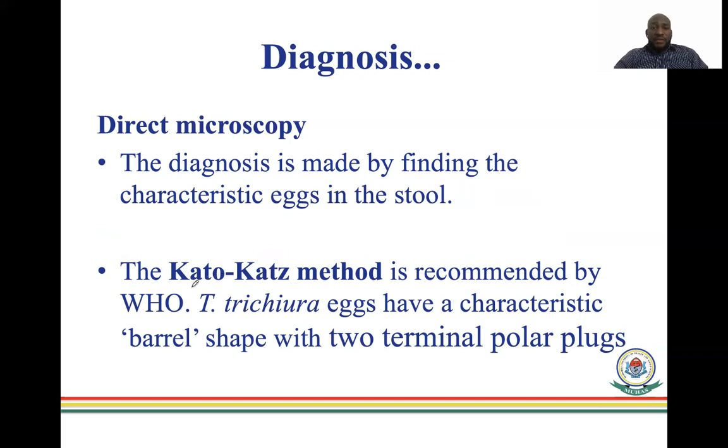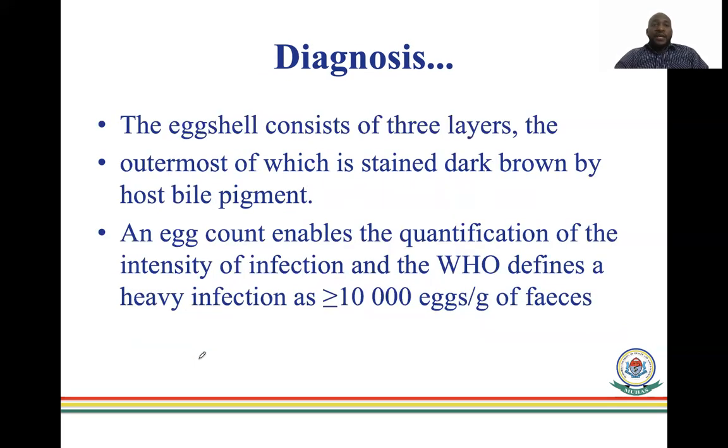So this is the Kato-Katz method that is recommended by the WHO, where you have to see barrel-shaped eggs with two terminal polar plugs. In the Kato-Katz technique, you take a stool sample, you put it on a slide, and then you press it, and then you look underneath the slide to see the existence of the eggs. The eggshell layers are another description you have to be able to identify. And a heavy infection for this is defined as more than 10,000 eggs per gram of feces. So this is another factor.